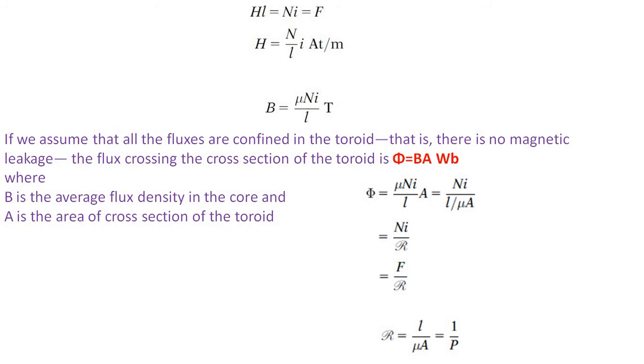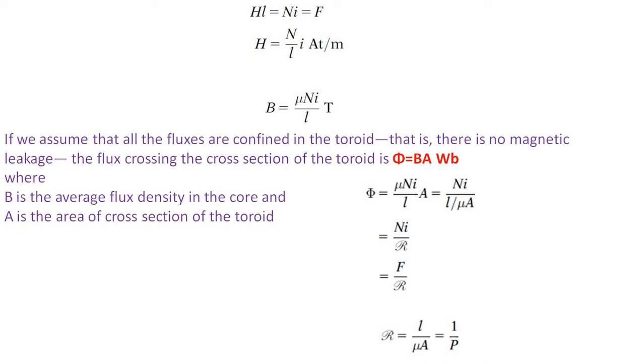HL is equal to Ni. That is called force. So H is equal to Ni divided by L. That means magnetic field intensity. Then flux density B is equal to mu into H. Mu is the permeability. H will be represented by Ni divided by L. Tesla. If we assume that all the fluxes are confined in the toroid, that is, there is no magnetic leakage.